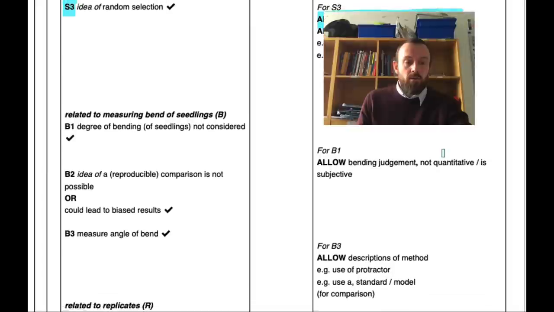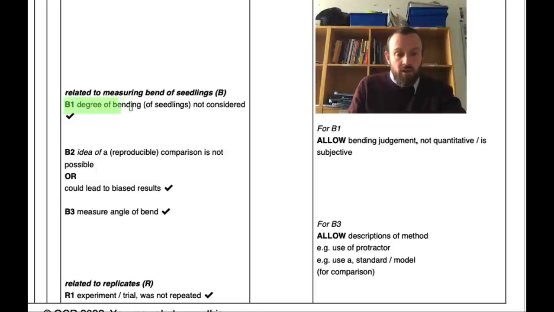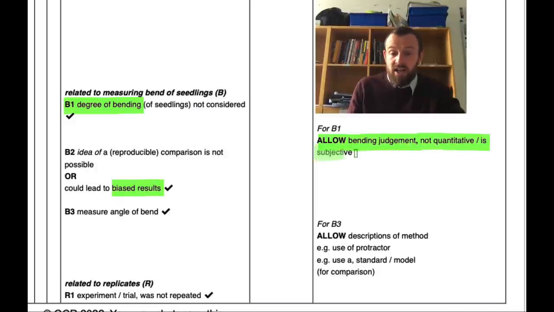Okay, and then this one, B123, is about the degree of bend. So the degree of bending, the idea that comparison is not possible or could be biased. So I think I might have got this. Bending judgment is not quantitative or is subjective, open to bias. And then measuring the angle of bend would be better.